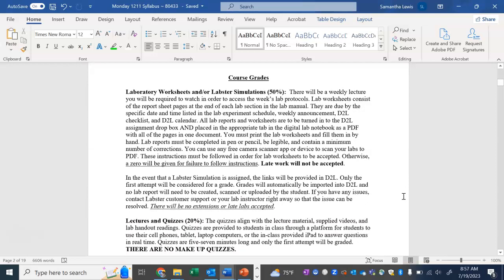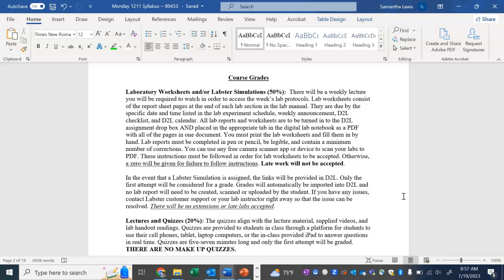So your course grades, your laboratory worksheets, Labster simulations, they're going to be worth 50%. There's going to be a weekly lecture. You're going to watch it online before you come in for your lab. You're going to be required to watch it in order to access all the week's lab protocols.